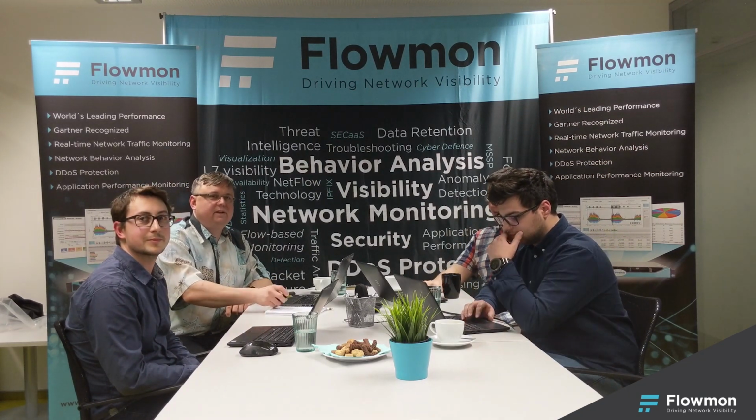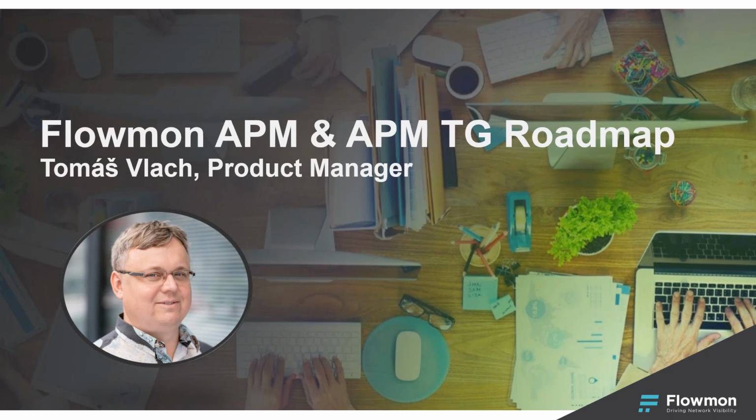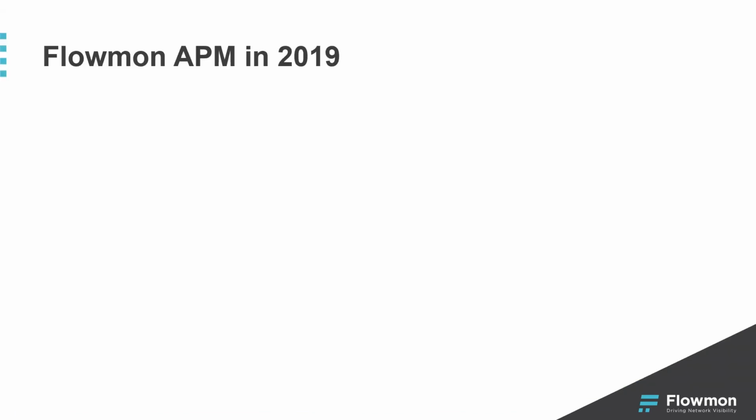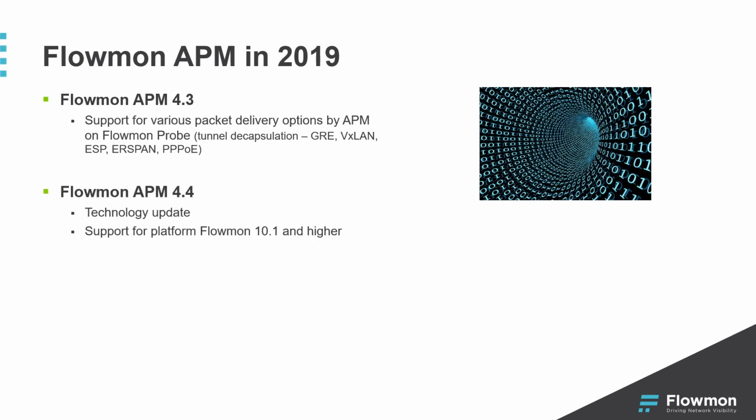Hello, everybody. Let's speak about our application monitoring, which is Flowmon APM, and what we can expect in 2019. First of all, there will be new version 4.3, which is about our probe and ability of APM probe to see the traffic inside the tunnel. So some tunnel decapsulation will be supported. The second main release will be APM 4.4, where we are expecting some technology update, and this version will be installable on Flowmon 10.1 platform.